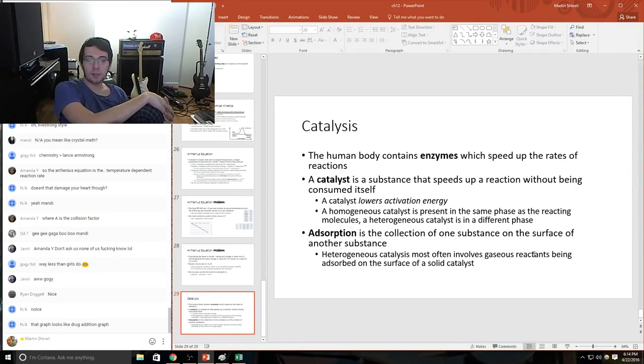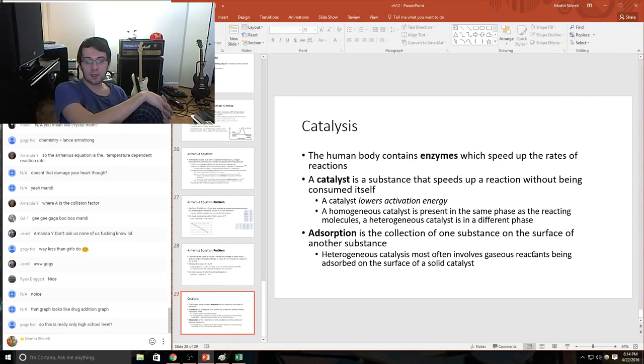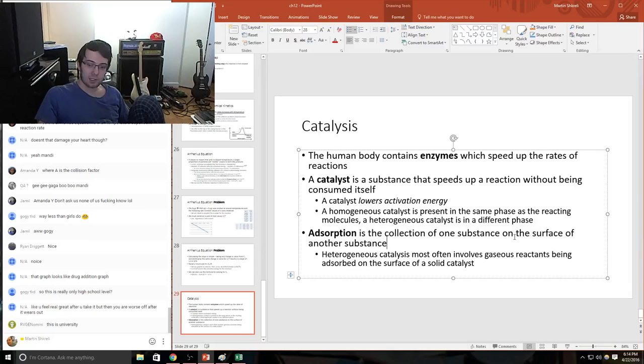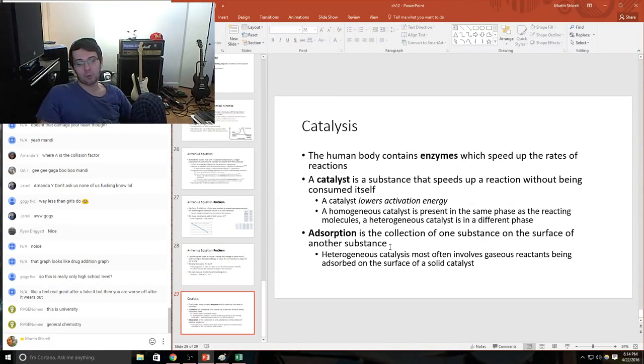And there are a lot of different kinds of catalysts. There's a homogeneous catalyst and a heterogeneous catalyst. Some of the heterogeneous catalysts use adsorption. That's different from absorption. A sponge absorbs. Adsorption is a collection of substance on the surface of another substance. Something can be adsorbed as well.